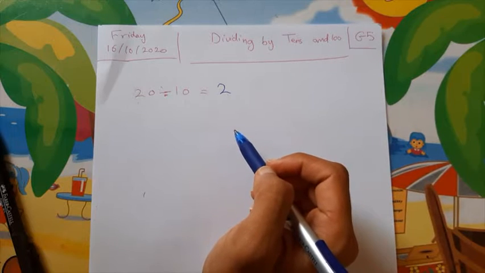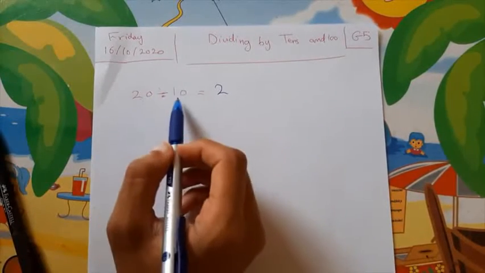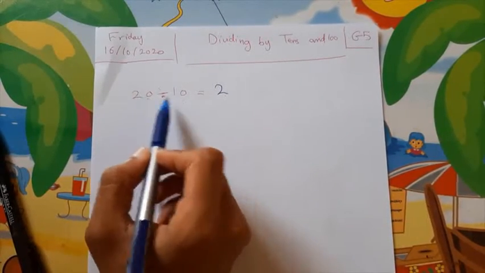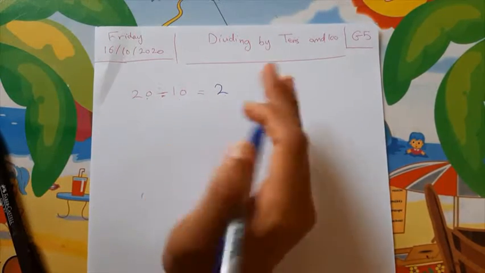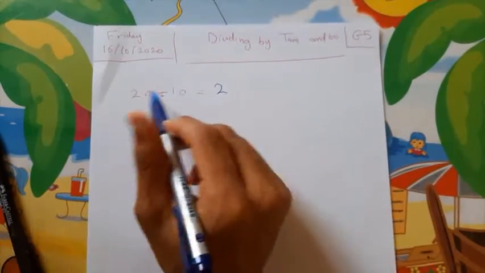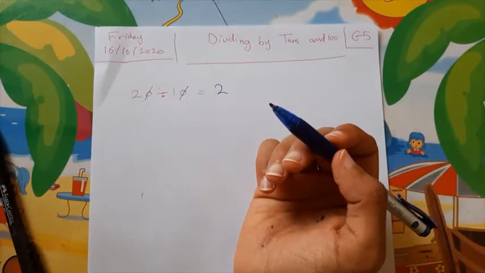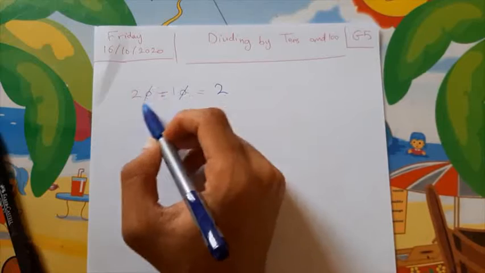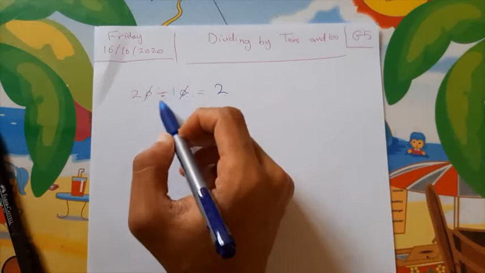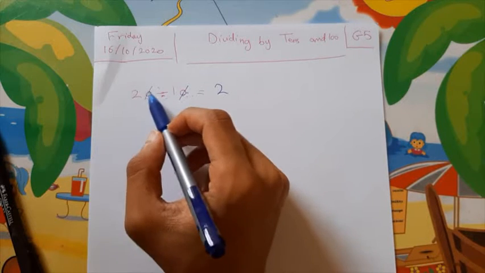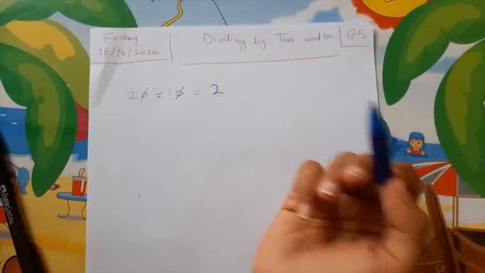So what do you observe here? What do you notice here? How many zeros do we have for 20? How many zeros for 10? We have one 0 for 20, we have one 0 for 10. So whenever we have zeros to the right of both numbers, always remove these zeros with each other. So one 0 goes with one 0 because we have the division, okay? They are all on the right of the numbers. Then divide: 2 divided by 1 is 2.